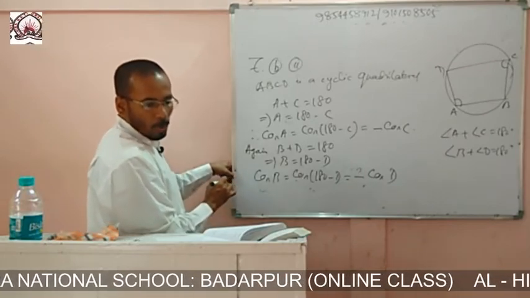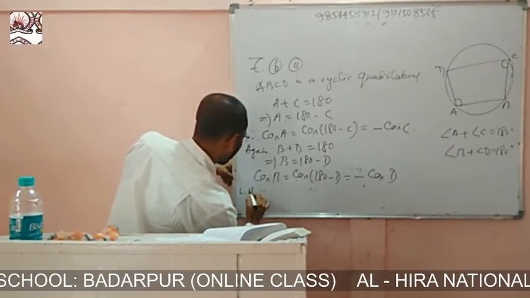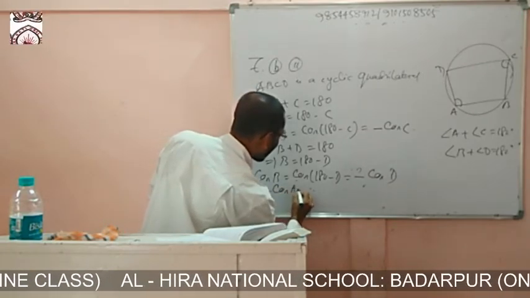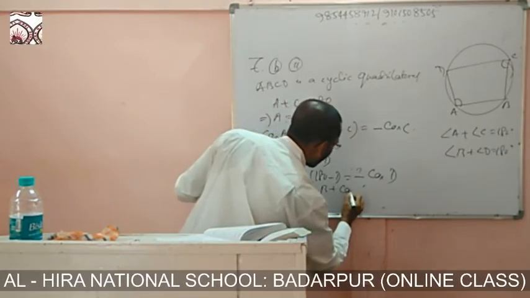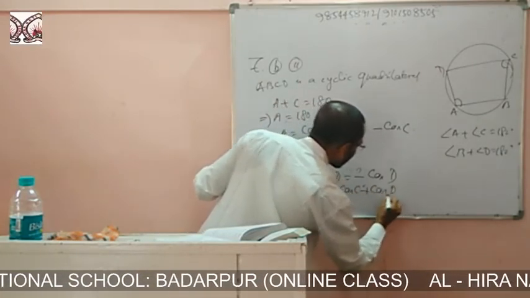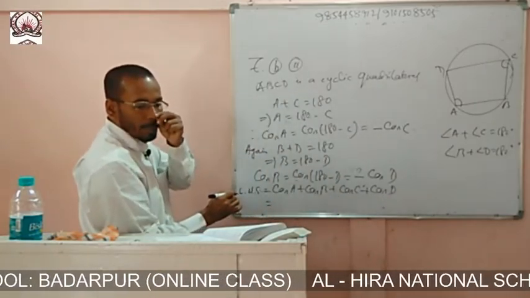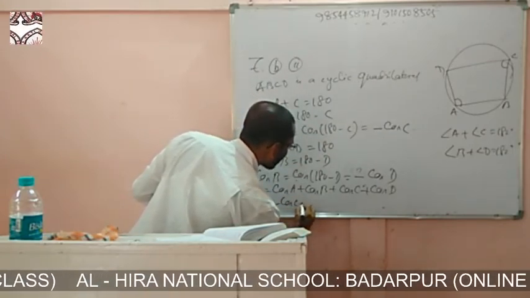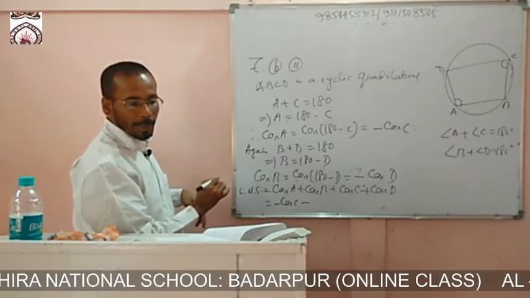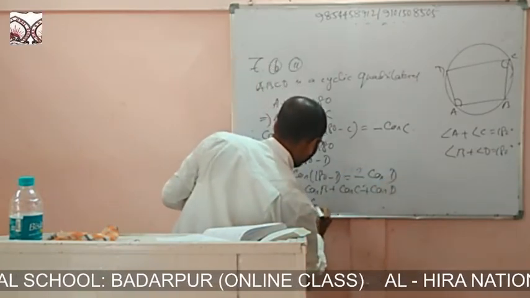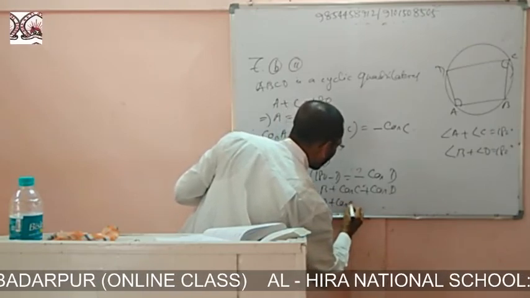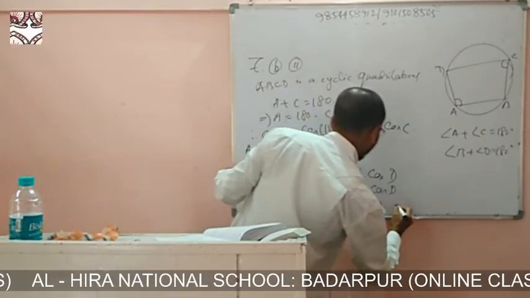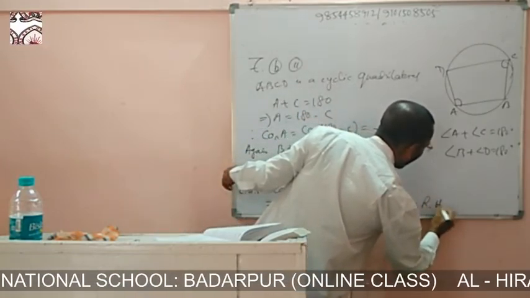So for the LHS we write cos A plus cos B plus cos C plus cos D. Cos A is minus cos C, and cos B is minus cos D, plus cos C plus cos D. So cos C cancels, cos D cancels, it is equal to 0, which is equal to RHS. Proved.